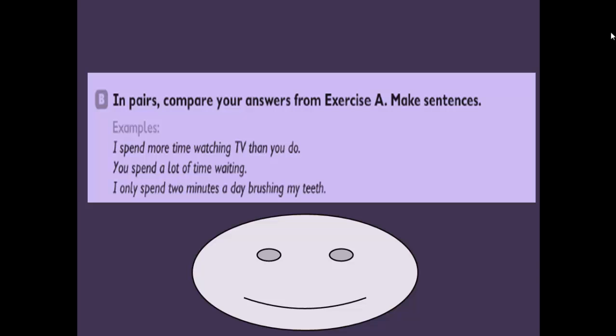Now, number B, in pairs, compare your answers from exercise number A and make sentences like, for example, I spend more time watching TV than you do. So some people watch TV more than others. You spend a lot of time waiting. You spend much time waiting. I only spend 2 minutes a day brushing my teeth.